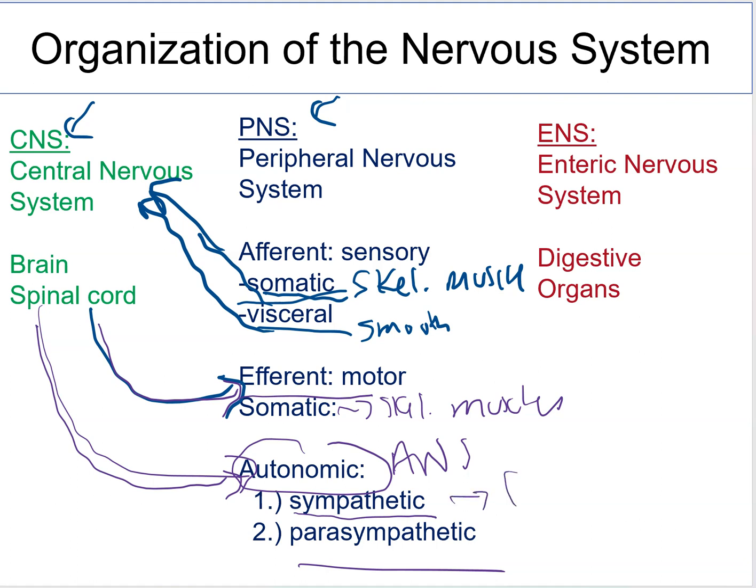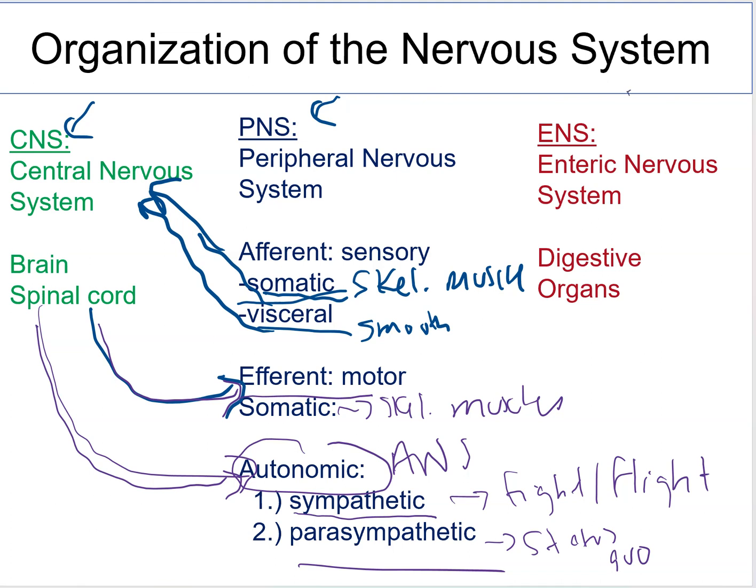Our sympathetic is associated with our fight or flight response, which I know you've heard of, right? So your sympathetic nervous system. And then your parasympathetic, we sometimes say status quo. So when you're resting and relaxing.